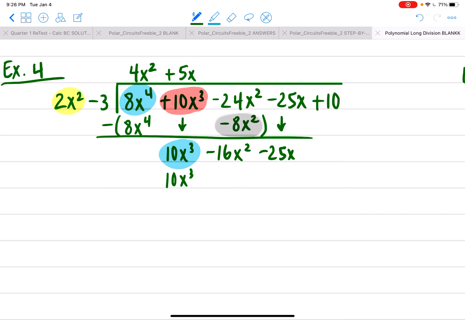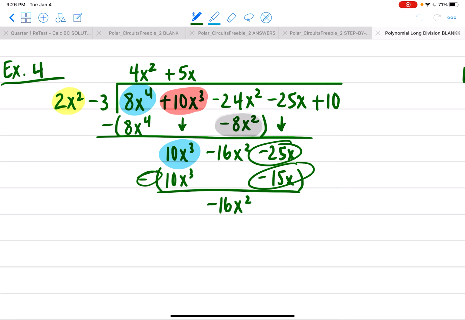Be careful. 5x times negative 3 is minus 15x. Do not put it here. Line it up. Minus 15x. Parentheses. Minus. Okay, this is going to come down. Negative 16x squared. Negative 25x minus negative 15x. That's going to be minus 10x, right? So we're doing negative 25 and we're actually adding 15. So, all right, bring down the plus 10.